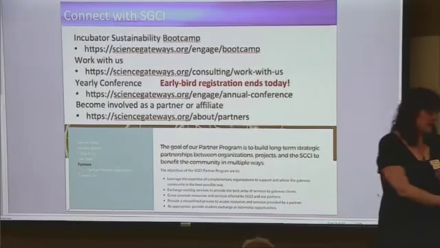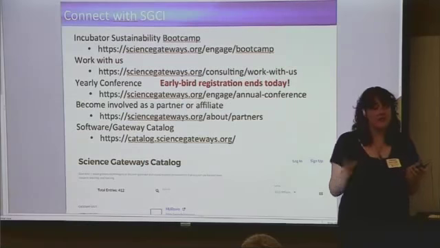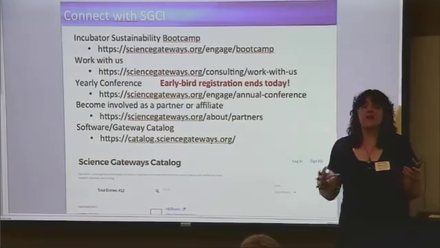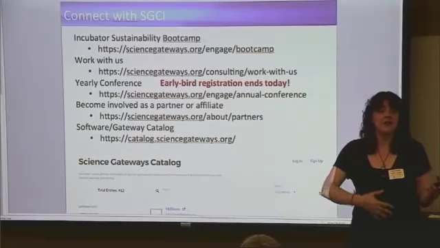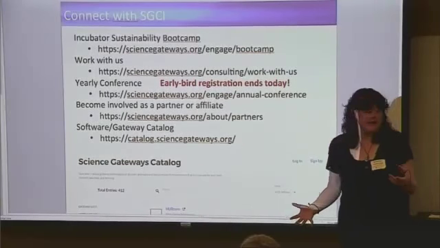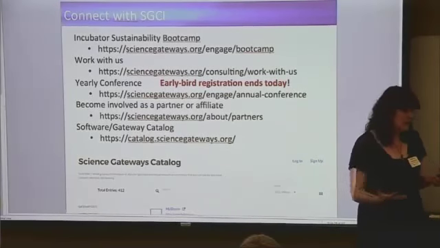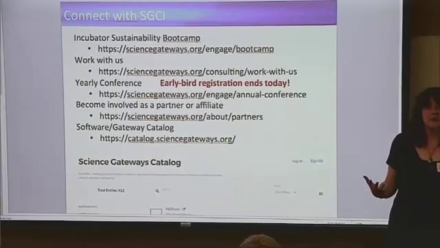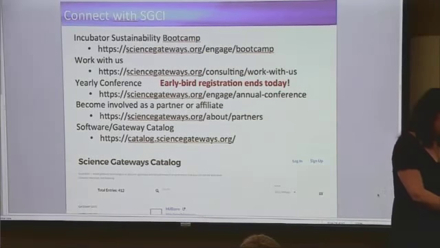But you can also be involved as partner or affiliate. Or you can put in your software, and not only gateways, but also software which helps building gateways or strategies. For example, Globus Online is in our software gateway catalog because they want to advertise it. We now have a total of 412 software entries.